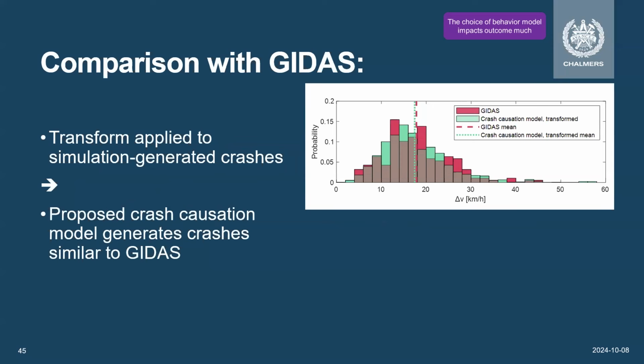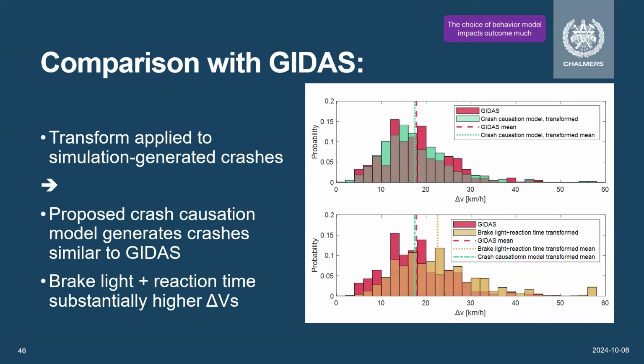If we take our model and generate crashes, there are going to be lots of crashes at the low end. But then we apply the transform, and we get this. As you can see, the outcome is very similar, both in terms of the shape and the mean. It's quite similar for our crash causation model, which is an indication that this crash causation model is quite good.